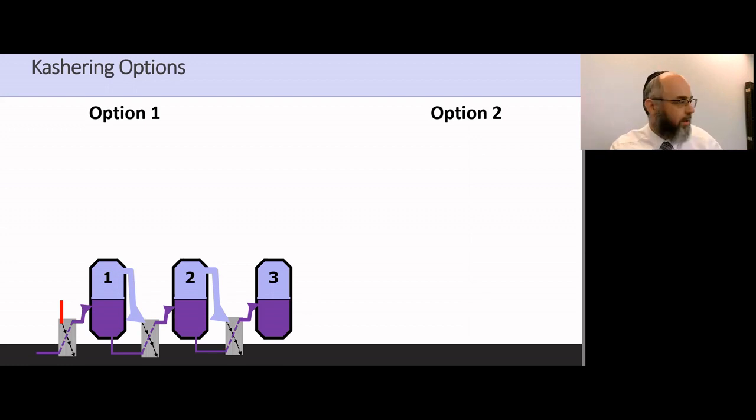Heat exchanger 2 and 3 had product on the other side? No, it didn't. It had steam on the other side. Was it a liquid or was it a vapor? What has to be liquid or vapor? So the product side of all the heat exchangers and the bottom half of each of the separators need to be kashered with liquid.